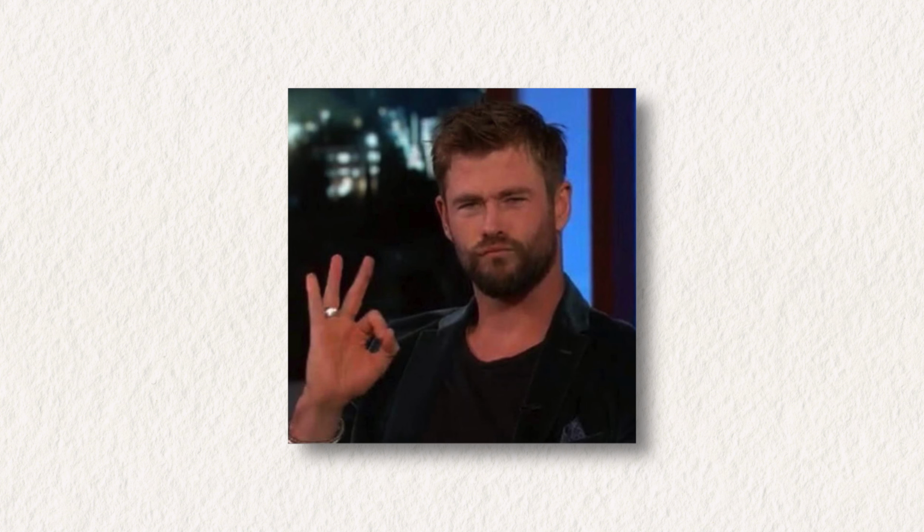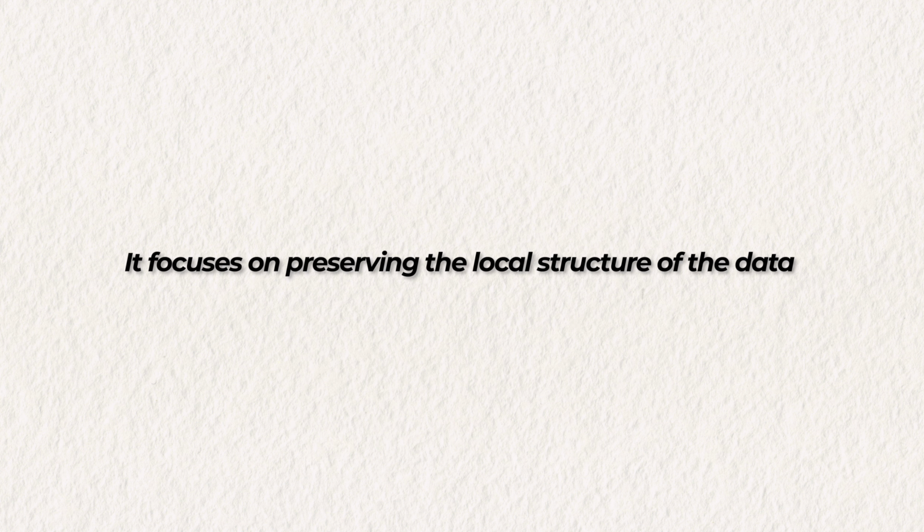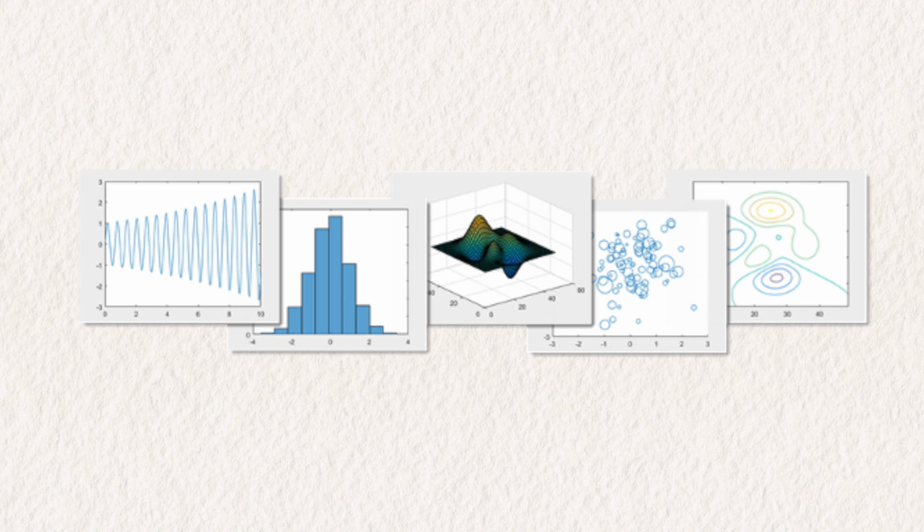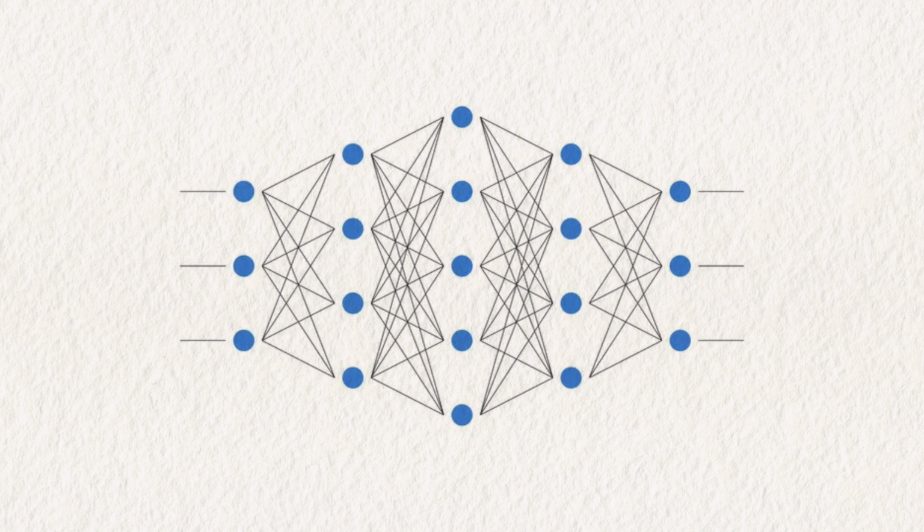t-SNE. This method is excellent for visualization. It focuses on preserving the local structure of the data, making it ideal for creating 2D or 3D plots that reveal clusters or patterns. Autoencoders. These are neural networks designed to learn compressed representations of data. They're especially useful for complex datasets like images or text.